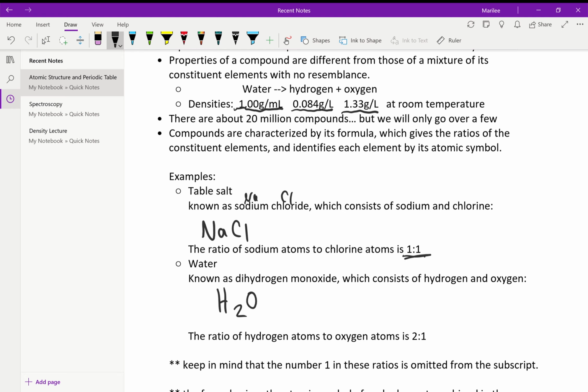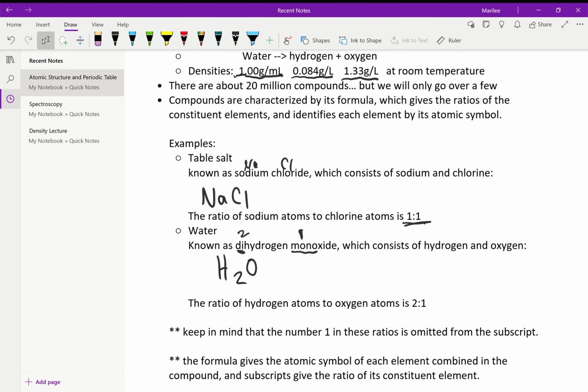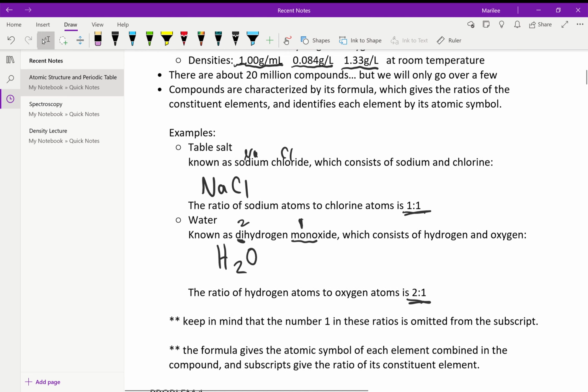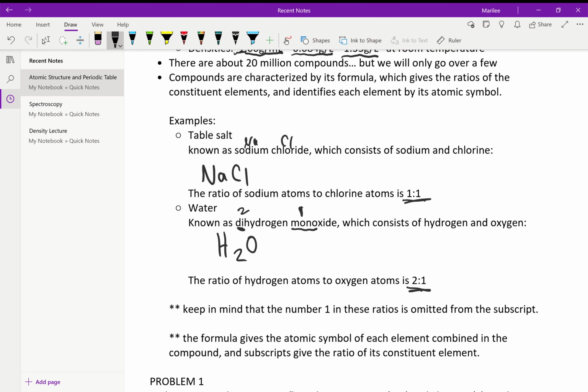Another example here is water. Water is known as dihydrogen monoxide. So di means 2, hydrogen, mono means 1. So we can see that we have 2 hydrogens and 1 oxygen. So the ratio of the hydrogen atoms to the oxygen is 2 to 1. Do you guys see how the number 1 in these ratios is omitted? So you do not write H2O1. This is incorrect.